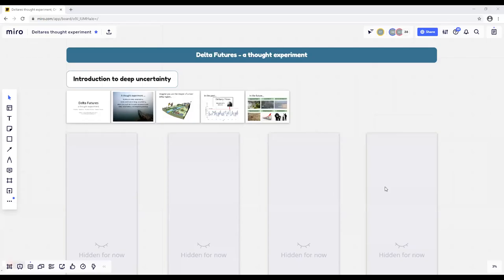There we go. Okay, so we're going to have a thought experiment. The idea here is we've adapted the Resilient Deltas game. It's normally done in person, but we've adapted it to a Miro board, to an online workshop type situation. So bear with us. It'll allow us to explore the Resilient Deltas game and adaptive planning, but it is also the first time that we've tried to put it into something like a Miro board. So bear with us, but I think it'll be a really interesting exercise and great discussion. So I'll pass over to Simone to introduce us to the game.